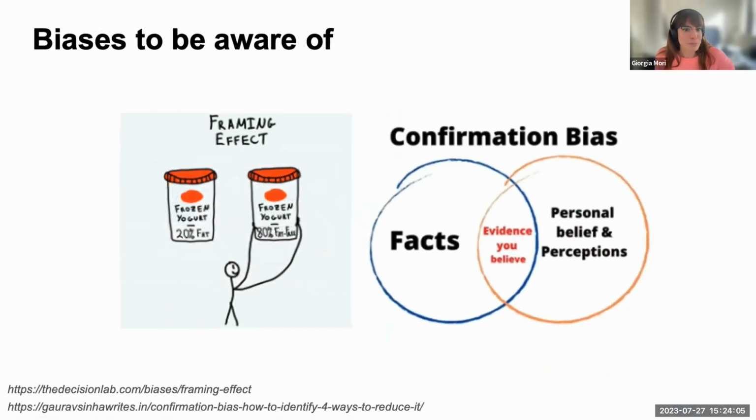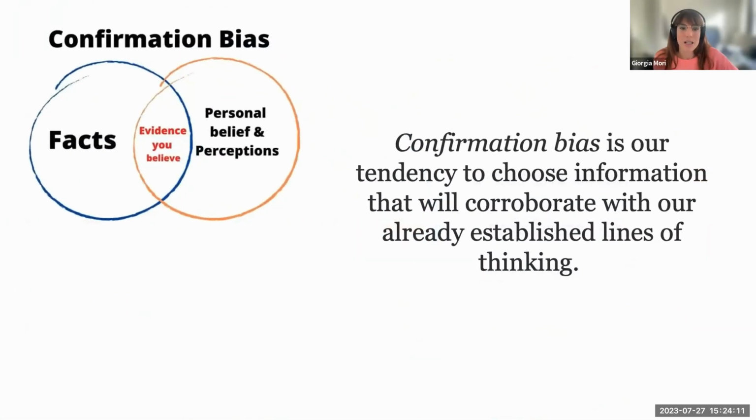The other bias that I think is worth mentioning is confirmation bias. Confirmation bias is our tendency to choose information that will corroborate our already established lines of thinking. You know, we are quite convinced that we are rational individuals who make a point to thoughtfully consider all information available to us. Well, this is often not the case.